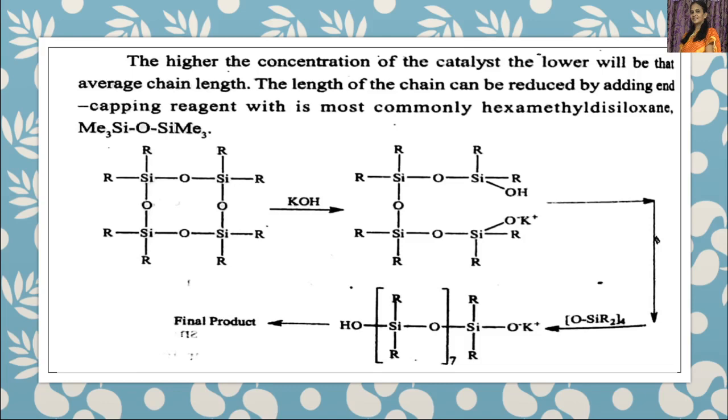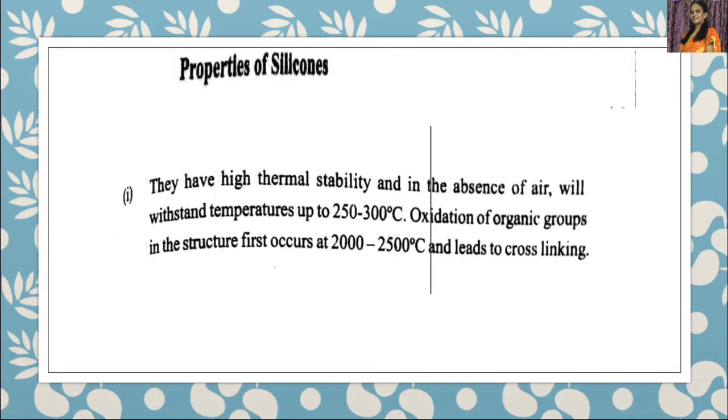Okay, next. Properties of silicones. These silicones have high thermal stability, and in the absence of air they will withstand temperatures up to 250 to 300 degrees centigrade. Oxidation of organic groups in the structure first occurs at about 200 to 250 degrees centigrade and leads to cross-linking. So this is the first property, regarding the thermal stability of silicones.